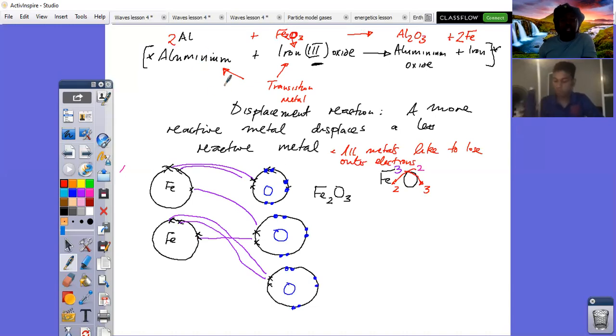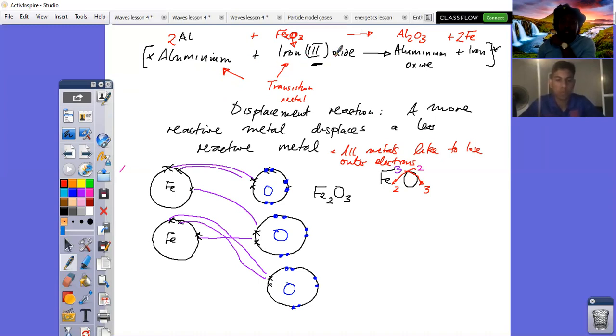So half equations can appear either in a case where you've been given a displacement reaction, or they can appear in a case where there's electrolysis that has taken place. So it's worth knowing the scenarios where you'd be asked to write half equations. So let's try and write some half equations over what has happened.